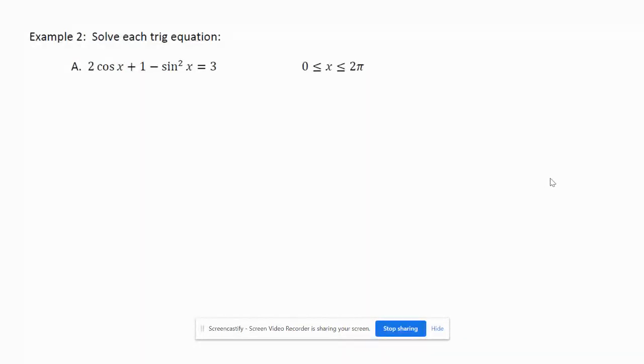Okay, solve each trig equation. So what we're going to do over here is I want to figure out a way. This question is a little different. First of all, we have cosines and sines. So it's kind of different. We can't really solve this one by factoring because this is sine and this is cos. What I'm going to do is work to replace this guy over here.